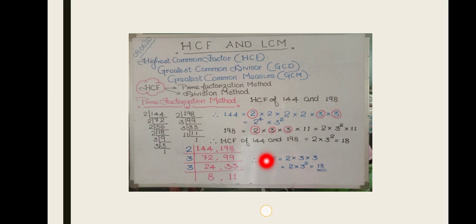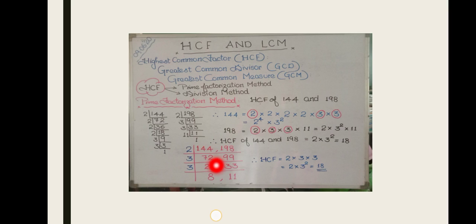And we can use this method, the prime factorization method, in another way also. It's not necessary that we separately find out the prime factors. We can do it together. 144 and 198 are together divisible by 2. Then we get 72 and 99. Then we cannot divide by 2 again. Both numbers are divisible by 3.